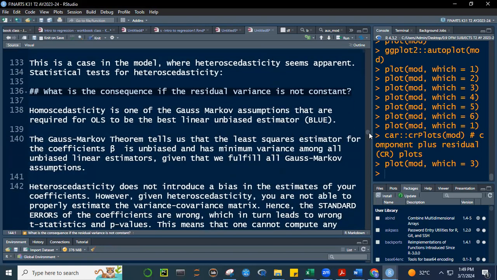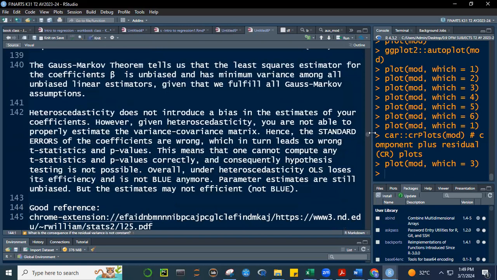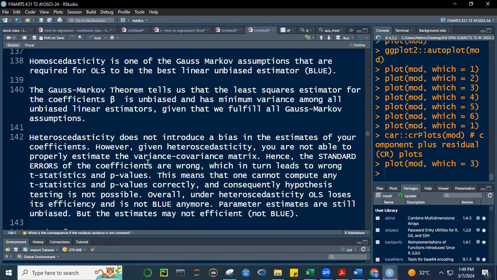Okay, so as I mentioned here, class, kapag heteroscedastic, nagkakaproblema tayo sa pag-compute ng variance, covariance ng residuals natin, and hence magkakaproblema tayo sa pag-compute ng standard errors. So mamamali yun. And it leads us to wrong t-statistics and p-values. So the implication is that one cannot compute the t-stat and the p-values correctly. And consequently, baka inaccurate yung hypothesis testing natin.